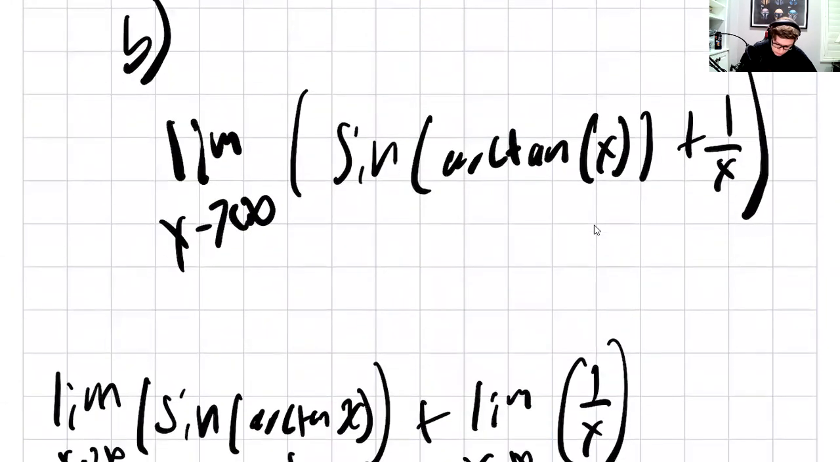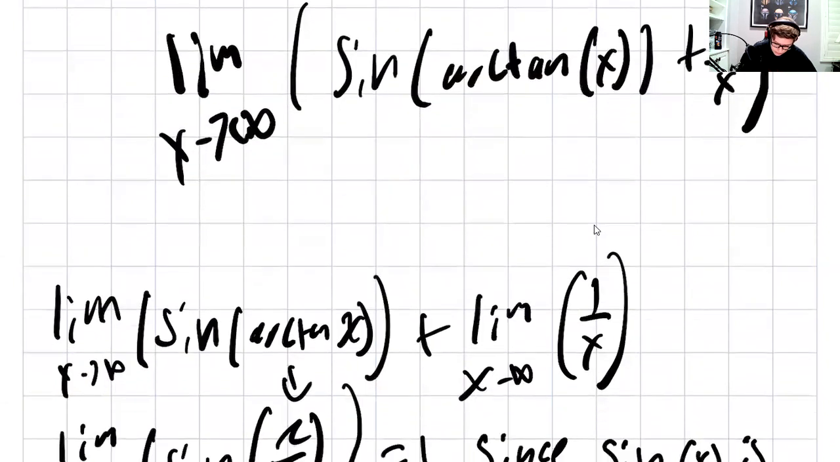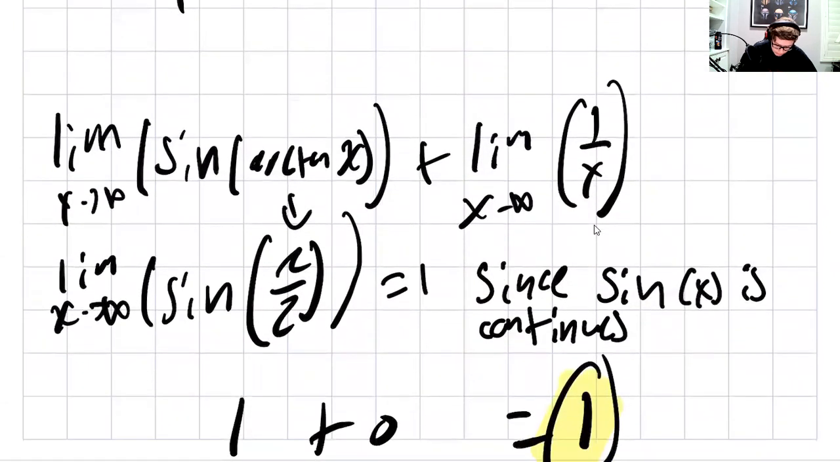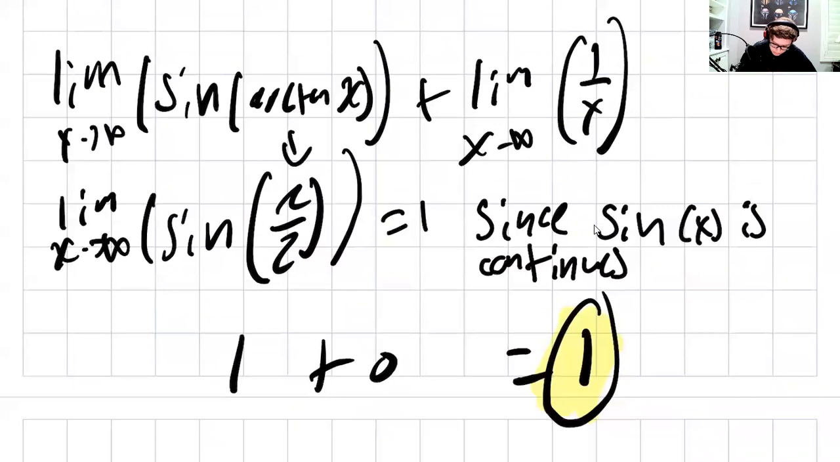And then for part B, you have the limit as x goes to infinity of sine of arctan of x plus 1 over x. So what you're going to do is take the limit of sine of arctan of x plus the limit of 1 over x. Now the limit of 1 over x is 0, once again, because the x is in the denominator, it's going to become 0.